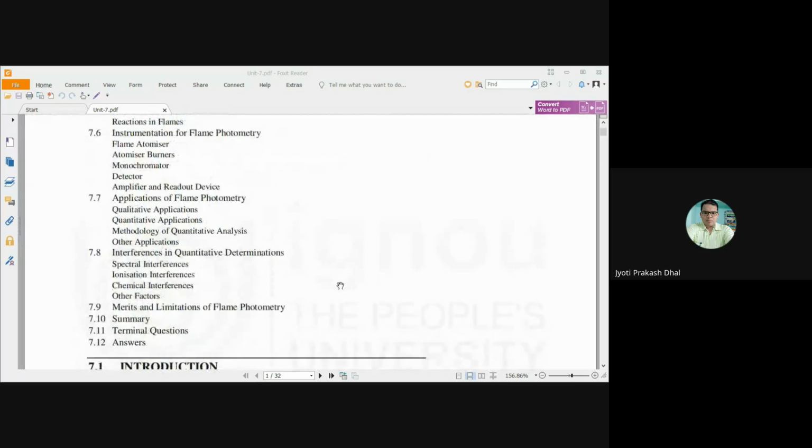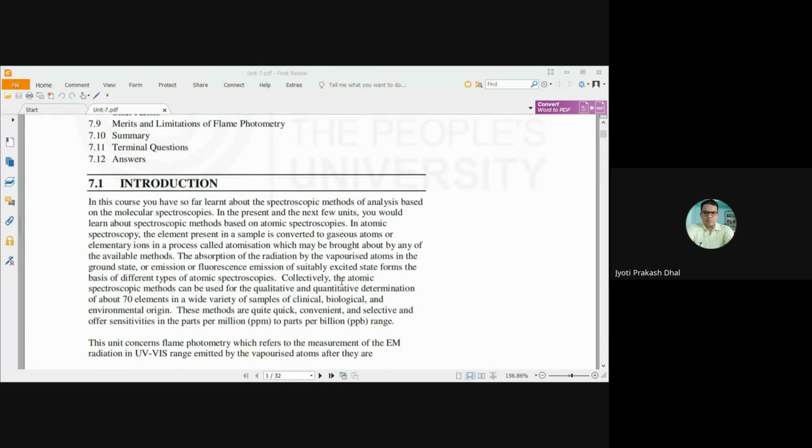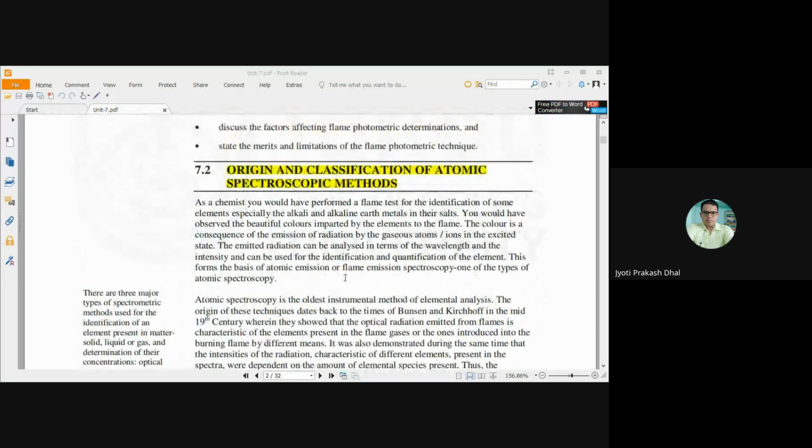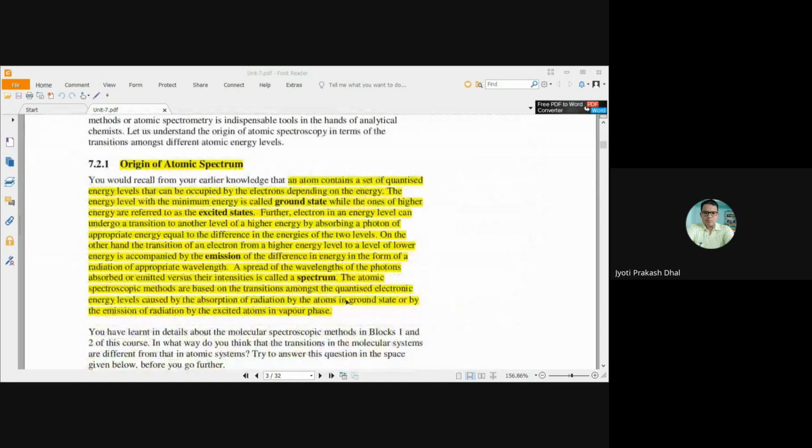Spectroscopic method. So in the previous 6 units, we have discussed the molecular spectroscopy technique, and this one is the atomic spectroscopic method. So first we will start with the origin and classification of the different atomic spectroscopic methods.